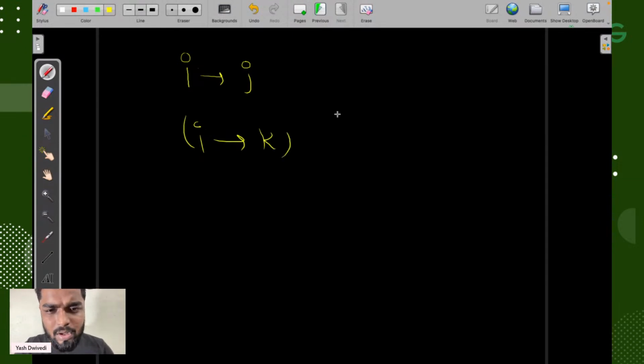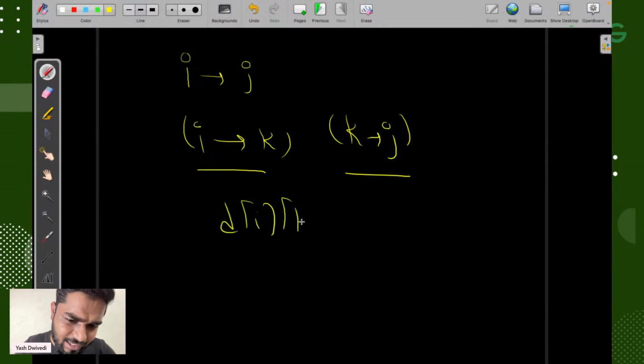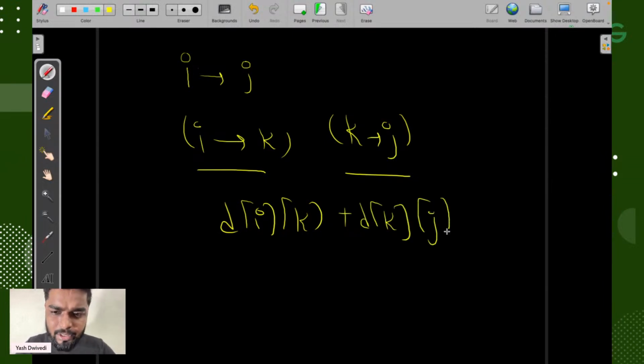Okay, now in this particular case, what can happen? If you are going from I to J, you can go via node K. From I to K you can go, then from K to J you can go. This is one thing that you can do. So the distance will be the distance of I to K plus the distance of K to J.